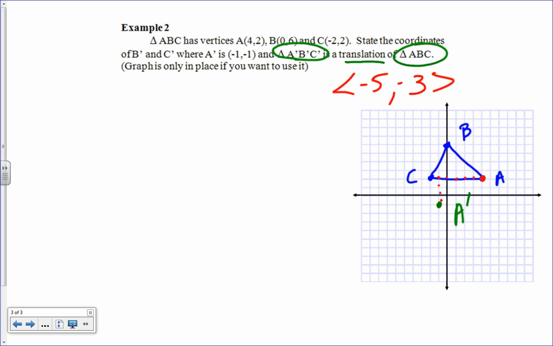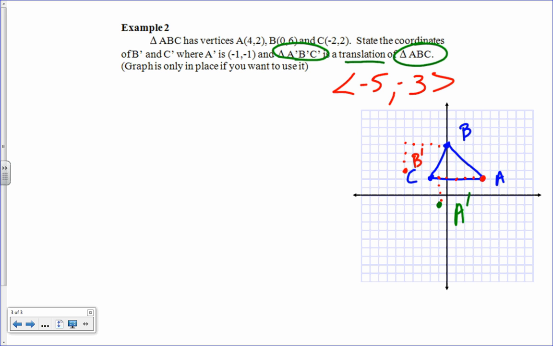Oh, now move C and B. Oh, okay, ready? Here's B. 1, 2, 3, 4, 5. And then 1, 2, 3. At this point, do you need to do it on the graph necessarily? Or could you do it by looking at the ordered pairs? You could probably do it looking at the ordered pairs, right?